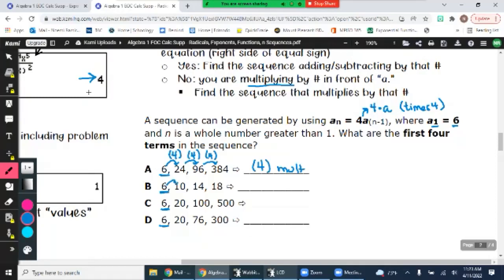6 to 10, what are we doing here? We're adding 4. 10 plus 4 gives me 14. 14 plus 4 gives me 18. So we're adding 4 here. Cannot be B. And there is no way for me to get from 6 to 20 unless I add 14, but if I add 14 again, I don't get to 100. So this is just not a sequence, not a pattern. Same thing, plus 14, not going to happen. So this is not a sequence. And your answer is A.